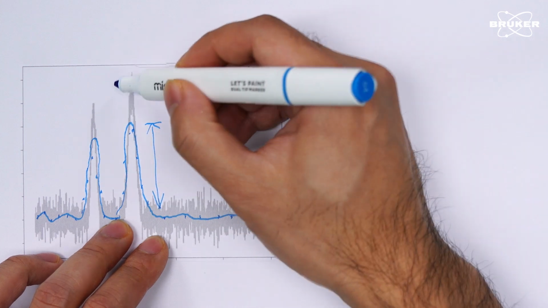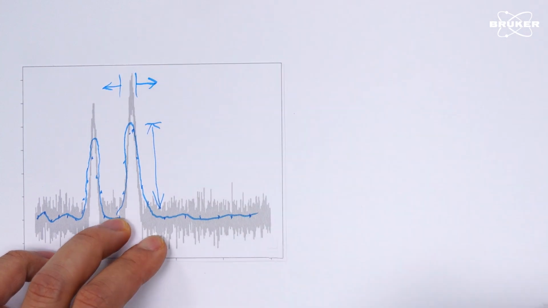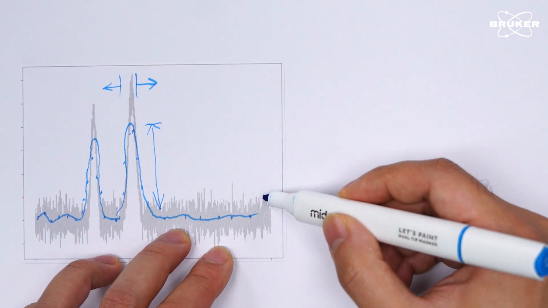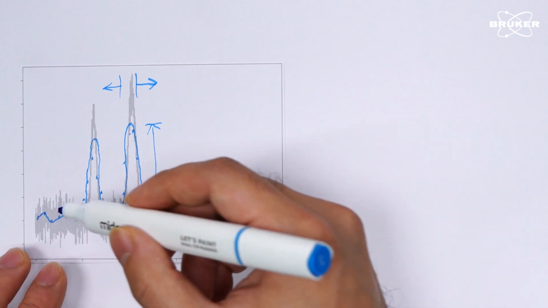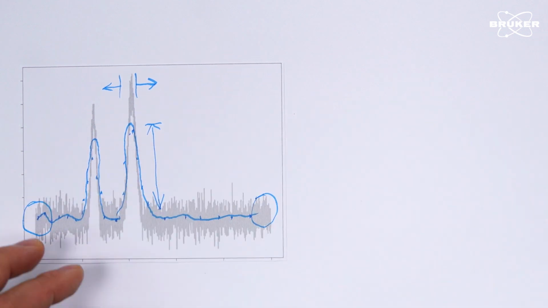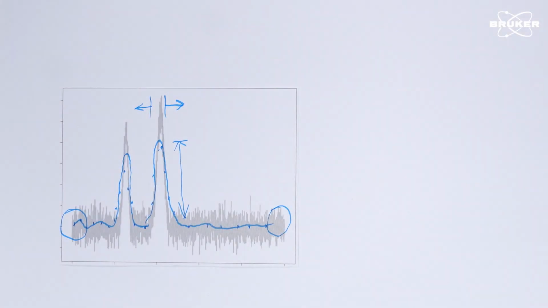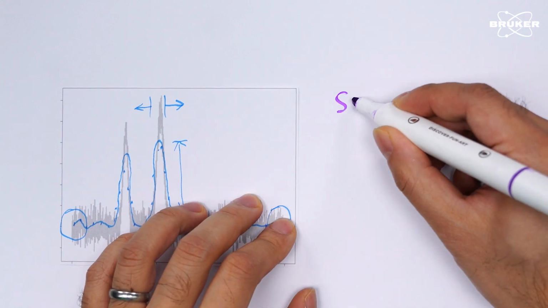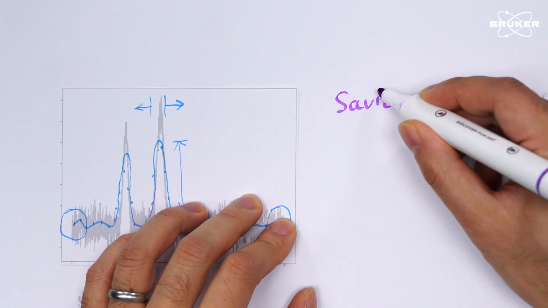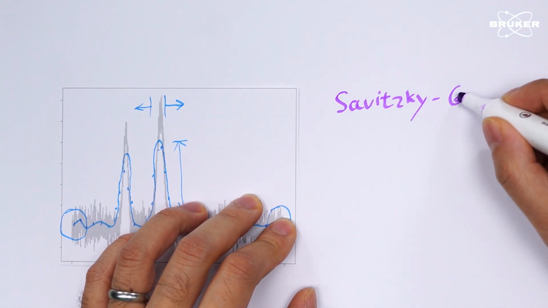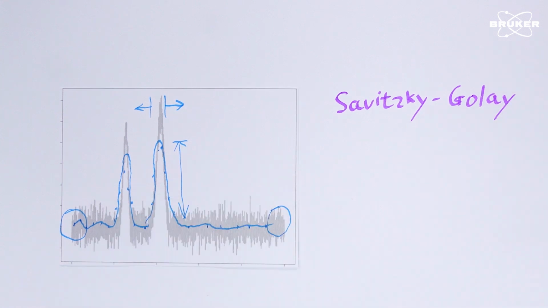However, the Raman peaks become lower and broader. Additionally, at the end of the spectrum, this method is less effective due to insufficient data. These limitations can be addressed by applying more sophisticated techniques, such as the popular Savitzky-Golay method. Even so, no algorithm is perfect.